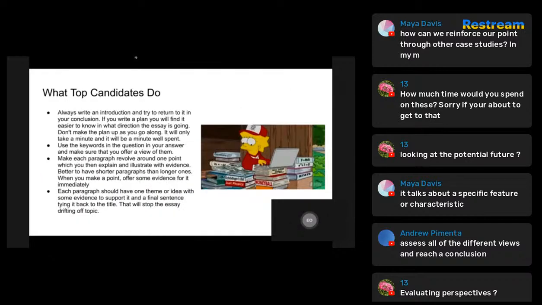So let's have a look at what top candidates do. All right, so always write an introduction and try to return to it in your conclusion. If you write a plan, you will find it easier to know in what direction the essay is going. Don't make the plan up as you're going along. It will only take a minute, and it will be the best minute that you'll probably spend in the exam. Actually, you have many more minutes, which I'll talk about in a later slide.